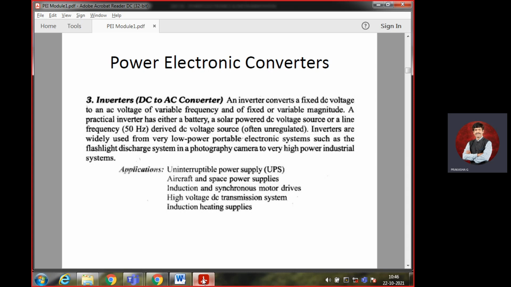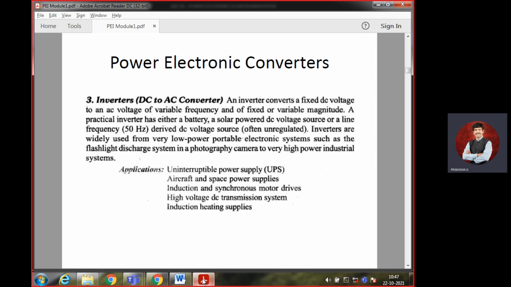Uninterrupted power supply is one example. Aircraft and space power supplies. I told you long back, space. Whatever sunlight falls on your solar panels charges the batteries, and the batteries supply power to the satellite, because whatever is there in the satellite needs an AC power supply. Charge is stored as DC, and DC will be converted once again to AC.